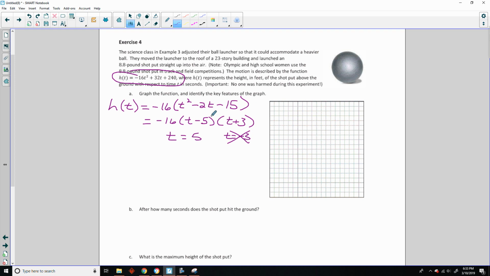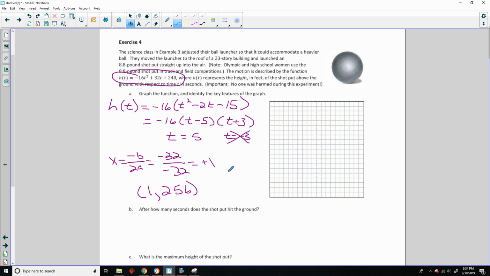Okay, so I've already answered that question by factoring this. The ball hits the ground after 5 seconds. The other thing I want to know is the vertex. So the vertex is x equals negative b over 2a, which equals negative 32 over 2 times negative 16, which is negative 32. So that's negative 1. Or positive 1, I'm sorry. Negative divided by negative is positive. So the vertex is the point 1, comma, and then if I substitute that in, if I put a 1 in here, that's negative 16, plus 32, which would give us positive 16, plus 240, which would be 256. So the vertex is over 1, up 256.